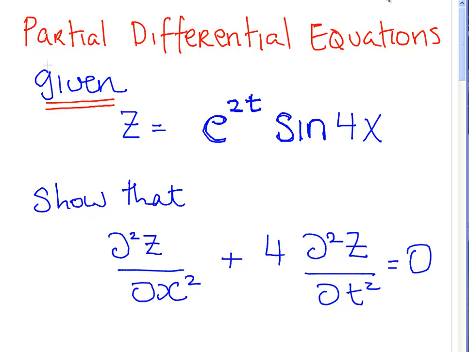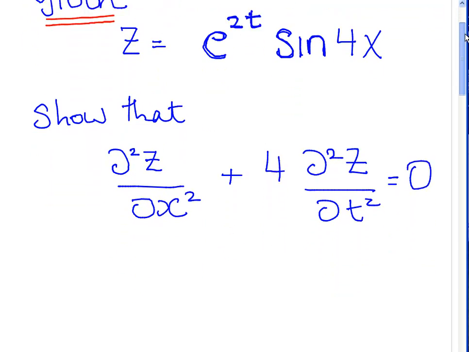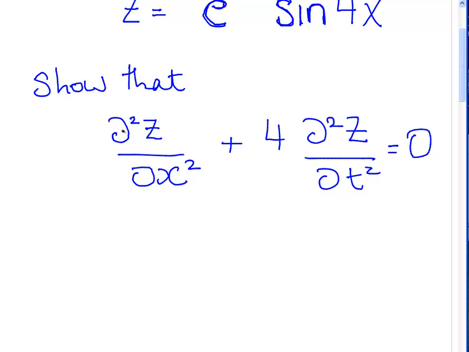variables. So what we have to do is prove this identity here. This is our little differential equation, as we call it, partial differential equation. The second derivative of z with respect to x plus 4 times the second derivative of z with respect to t is equal to 0. This is something we have to prove.